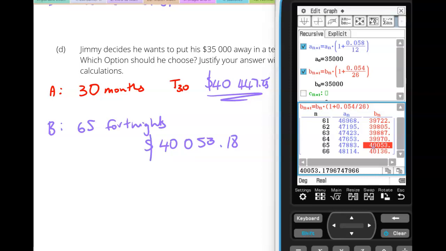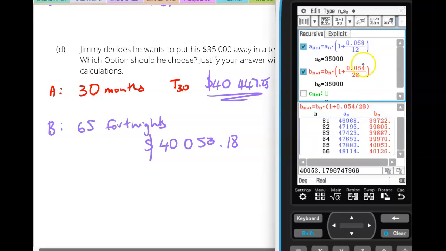So the best investment, or the one that's going to give him the most, assuming there's exactly 26 fortnights in a year, will be the first one. And that's because it certainly has a better rate. Even though the more often you compound, the more interest you accrue, that 5.4 is clearly not enough of a difference.